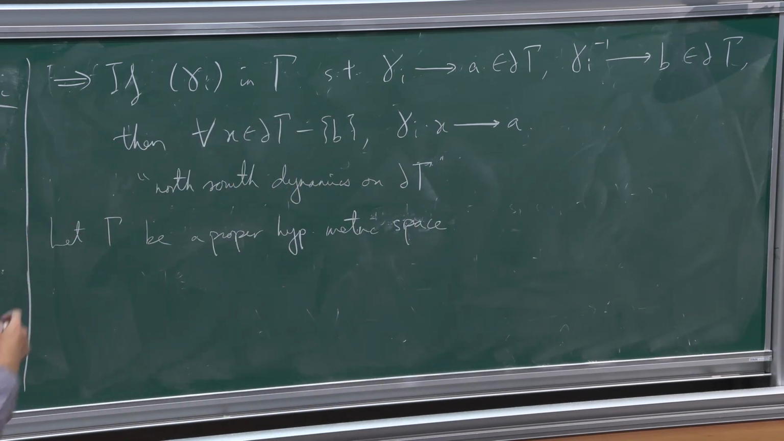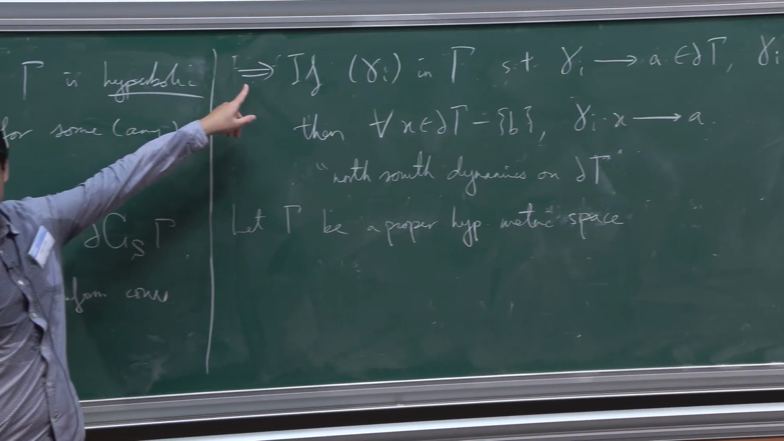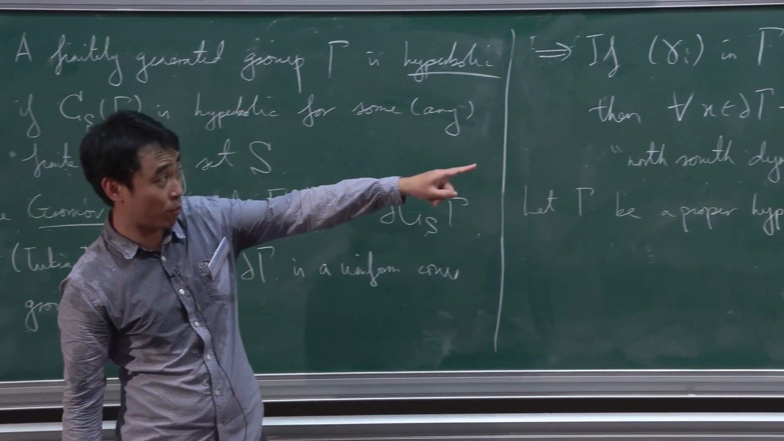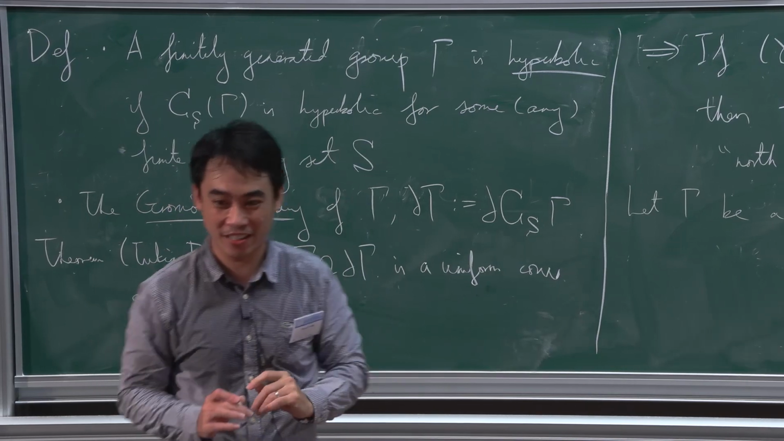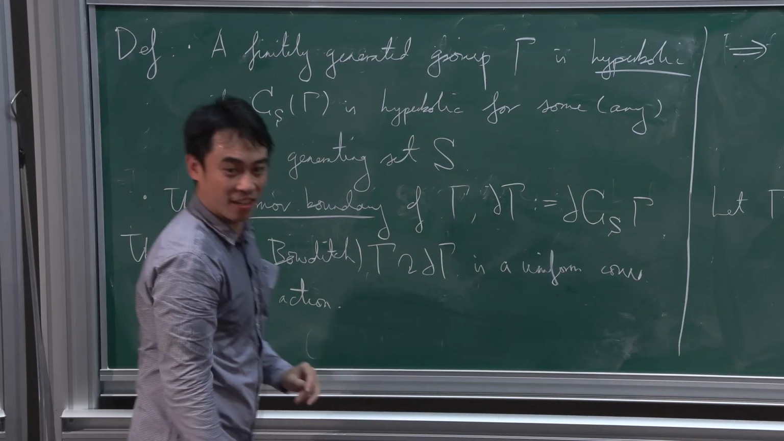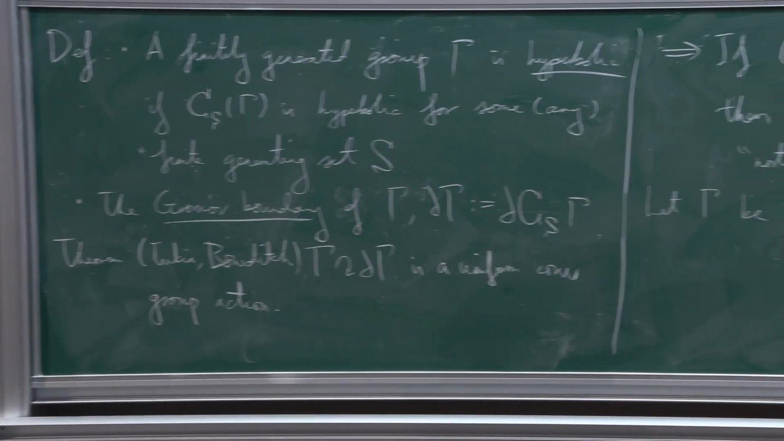What does uniform mean here? Isn't this just for the convergence group action? Yes, this is just a convergence group action. Uniform here just means that every point is a conical limit point. But I don't want to define that, and this is not the definition.